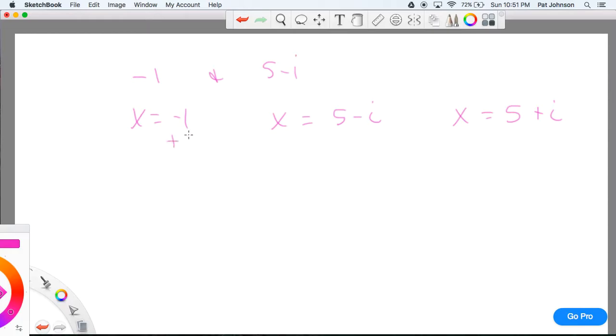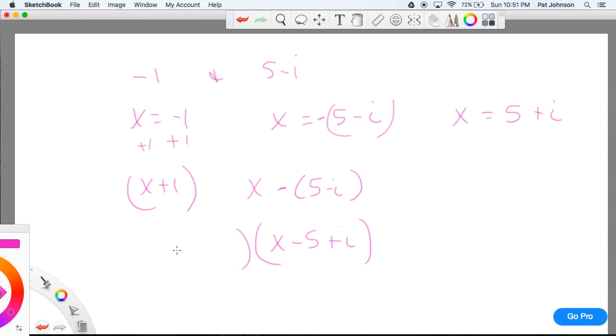So now we're using algebra. So we get x plus 1. Remember it's two terms, so we're going to move it to the other side. So we have x minus 5 minus i. And we can distribute. We can rewrite this to say x minus 5 plus i. Again, I'm minusing this, so I have x minus 5 plus i, and x minus 5 minus i. So those are its roots.